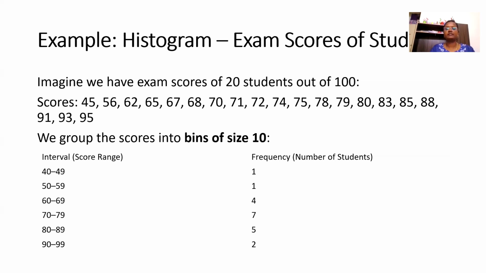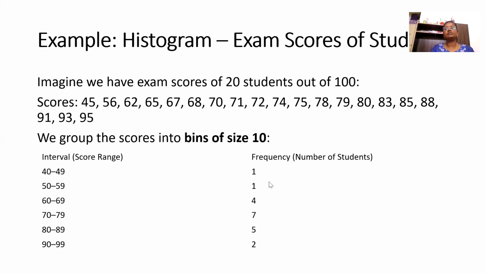For example, here you can see the exam scores of students. Imagine we have the exam scores of 20 students out of 100. For these 20 students, the exam scores are given as input. Here we have to group them into multiple categories. The bin size that we have used is 10: 40 to 49, 50 to 59, 60 to 69, 70 to 79, 80 to 89, 90 to 99.